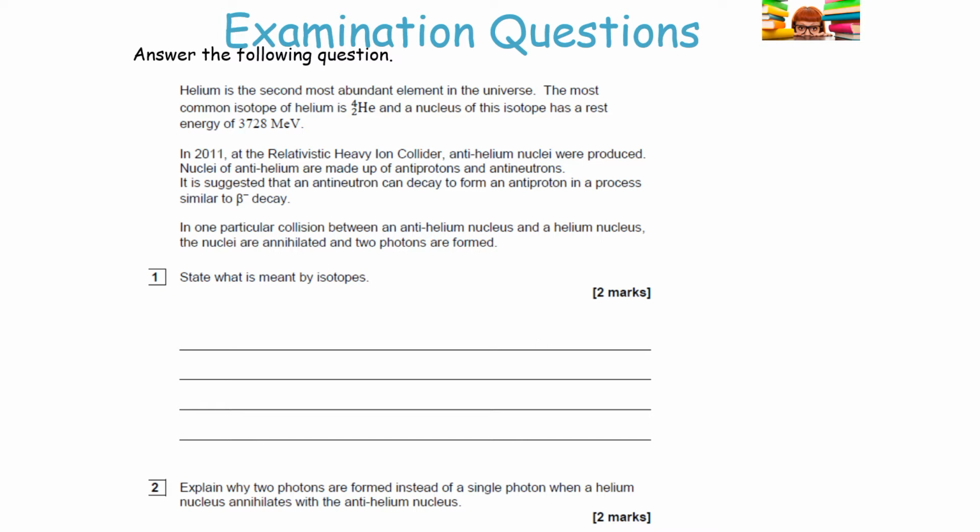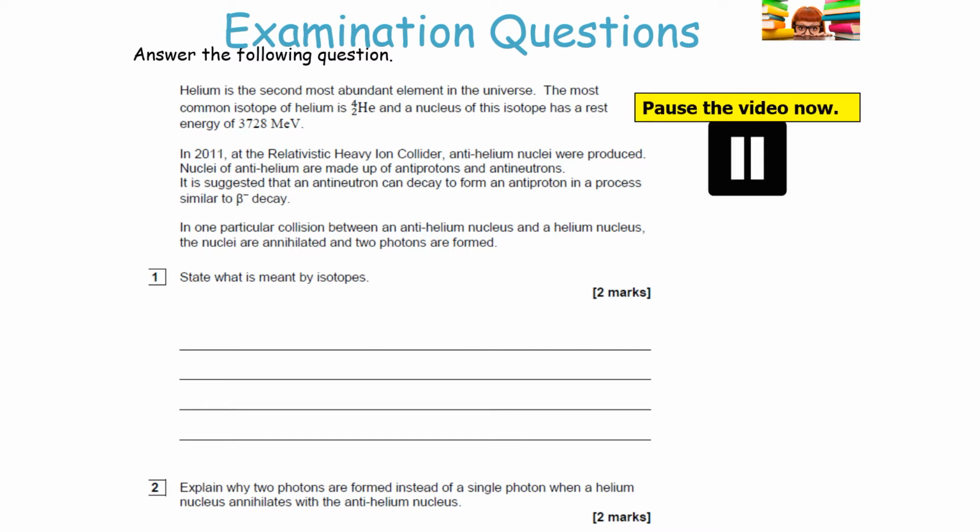Firstly, state what is meant by isotopes, and then explain why two photons are formed instead of a single photon when a helium nucleus annihilates with an anti-helium nucleus. So pause the video now, then unpause the video when you want to go through the answer.